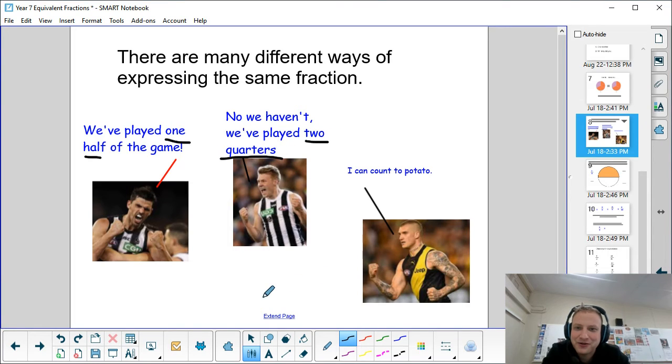And whether they know that they're doing it or not, what they are essentially doing is giving equivalent fractions, because if you've ever seen a game of football, maybe not all of you have, but you'll get the idea that both of these players are celebrating halftime, right? One half and 2/4 are the same thing. And that's all equivalent fractions is about, being able to take part of something and express it in a different way.